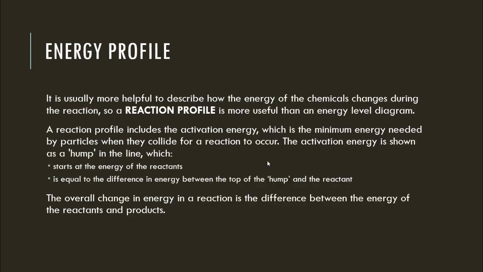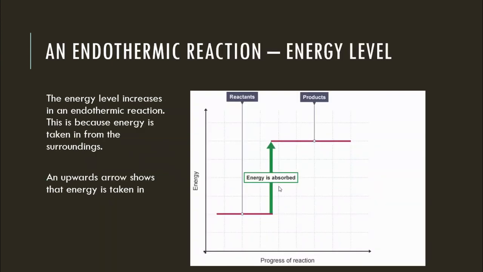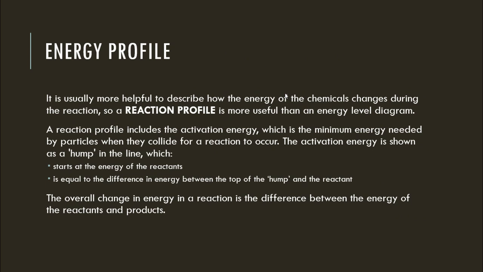So the energy profile is going to show us our activation energy and everything. Looking at this green, the energy that is absorbed and released here, that's the enthalpy change already. But we are not seeing the activation energy here. So let's look at this. It is usually more helpful to describe how the energy of chemicals changes during a chemical reaction. So a reaction profile is more useful than an energy level diagram. A reaction profile includes the activation energy, which is the minimum energy needed by particles when they collide for a reaction to occur.